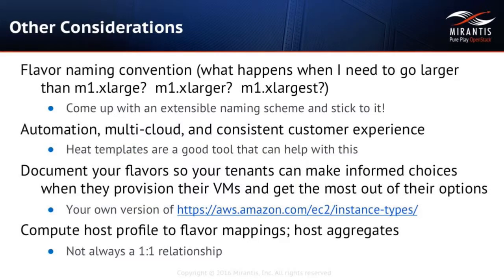Then lastly, the compute host profile to flavor mappings. So it's worth keeping in mind that that's not always going to be a one-to-one relationship. And your cost is usually in the host profiles, the number of host profiles you have, rather than the number of flavors. In other words, you can have multiple flavors that actually go to the same compute hosts. But it depends on what types of features you're using. Some features are mutually exclusive, and then some can be combined together. So that's another thing that, going back to the flavor matrix, you will want to look at.